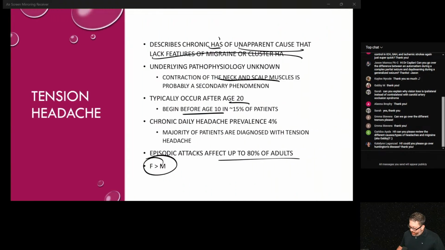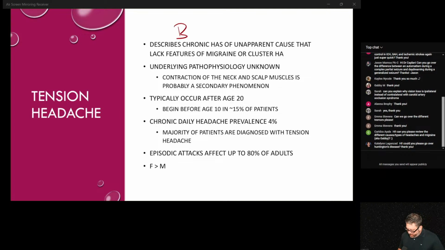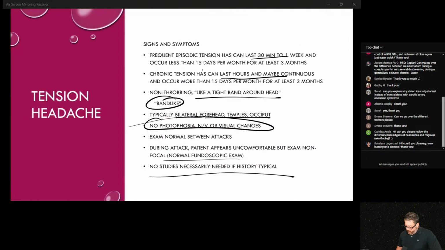Tension headache. This is band-like. Yeah, they're band-like right there. 30 minutes, may last a little bit longer. May last more than a bunch of days too. They may have that headache lasting a long time. Typically bilateral forehead, temples, and occiput. No photophobia, nausea, vomiting, or visual changes. They just have this headache, and between the attacks, they're okay.